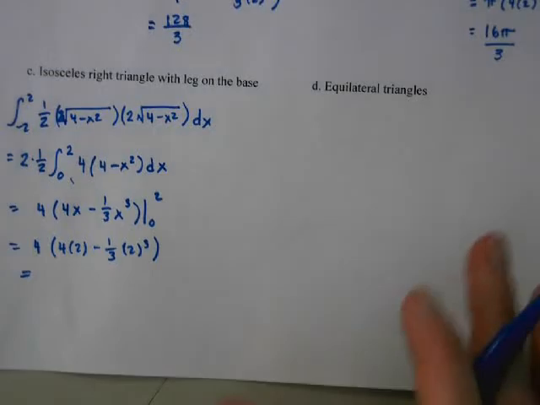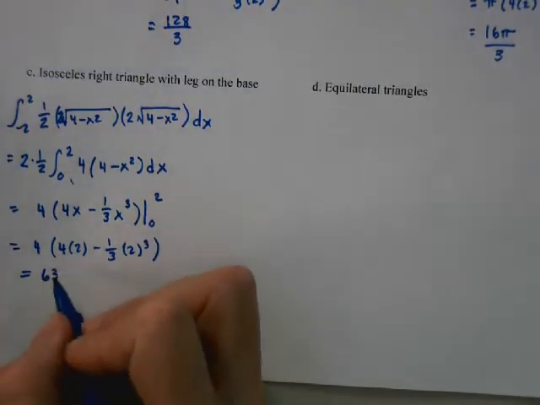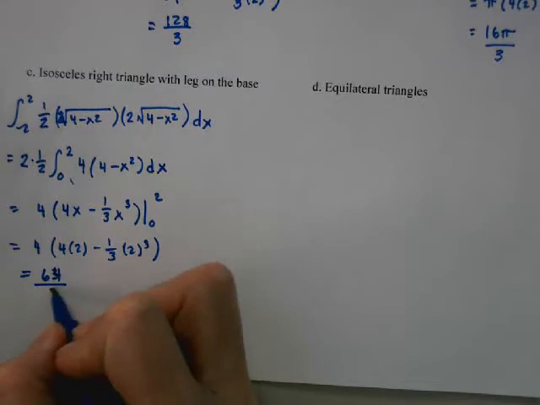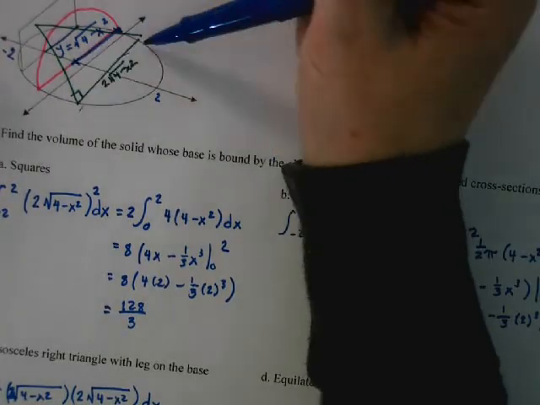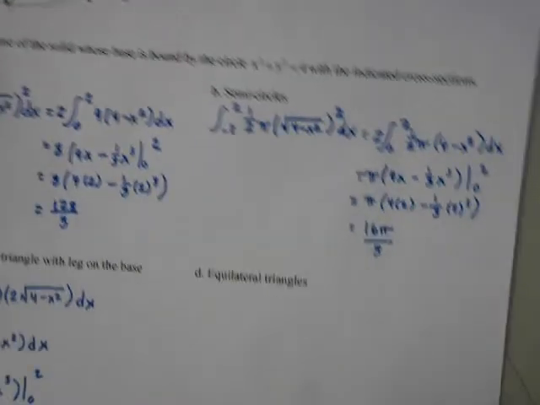Which gives us 64 thirds. Which makes sense that it would be half of the square, since really this got the square and then that would be half of it.